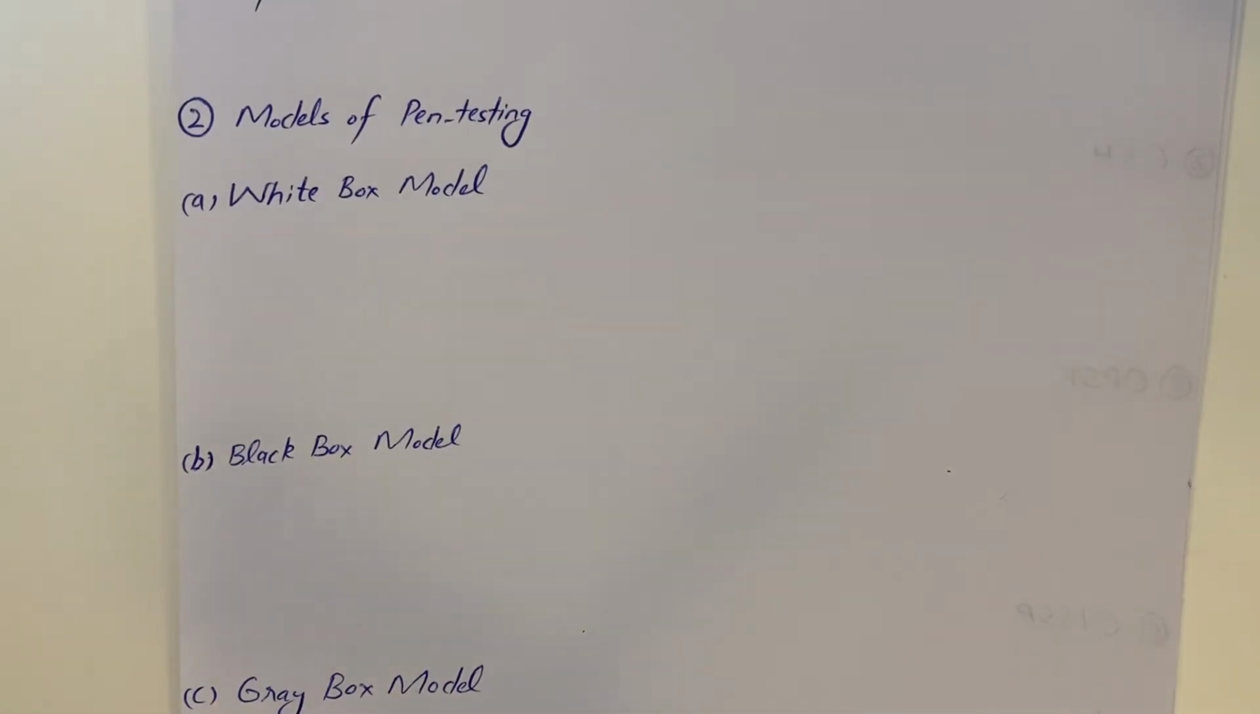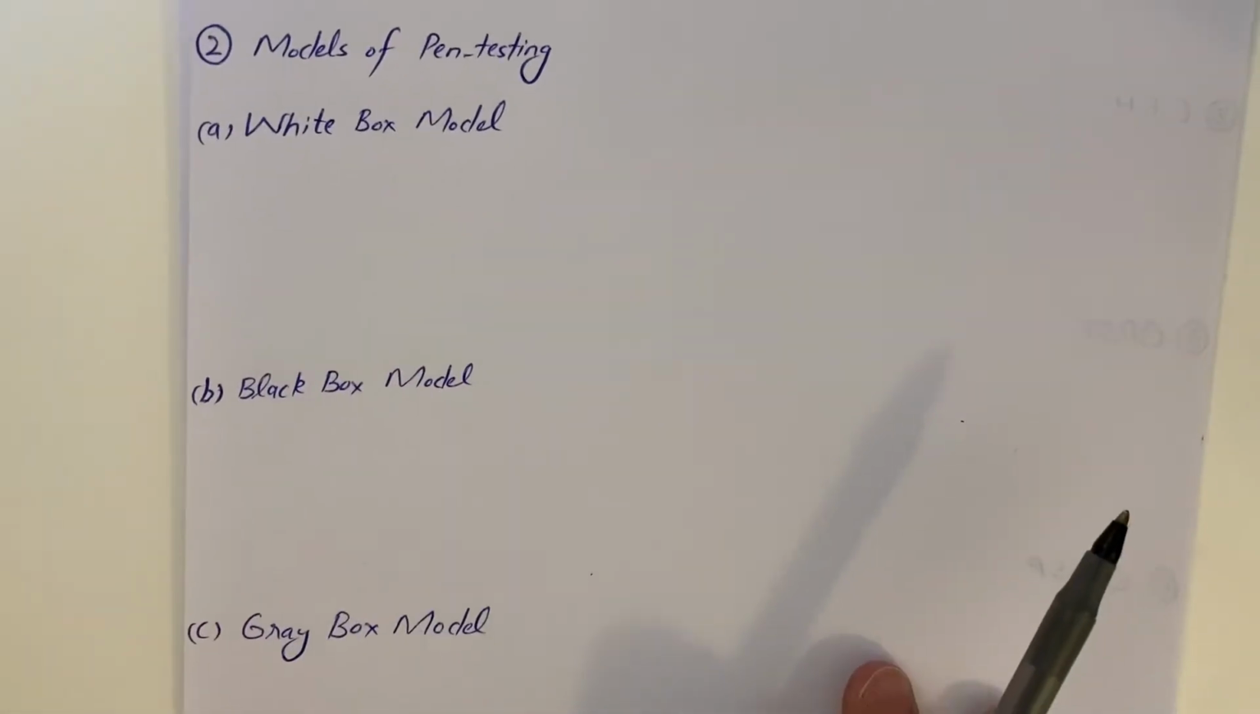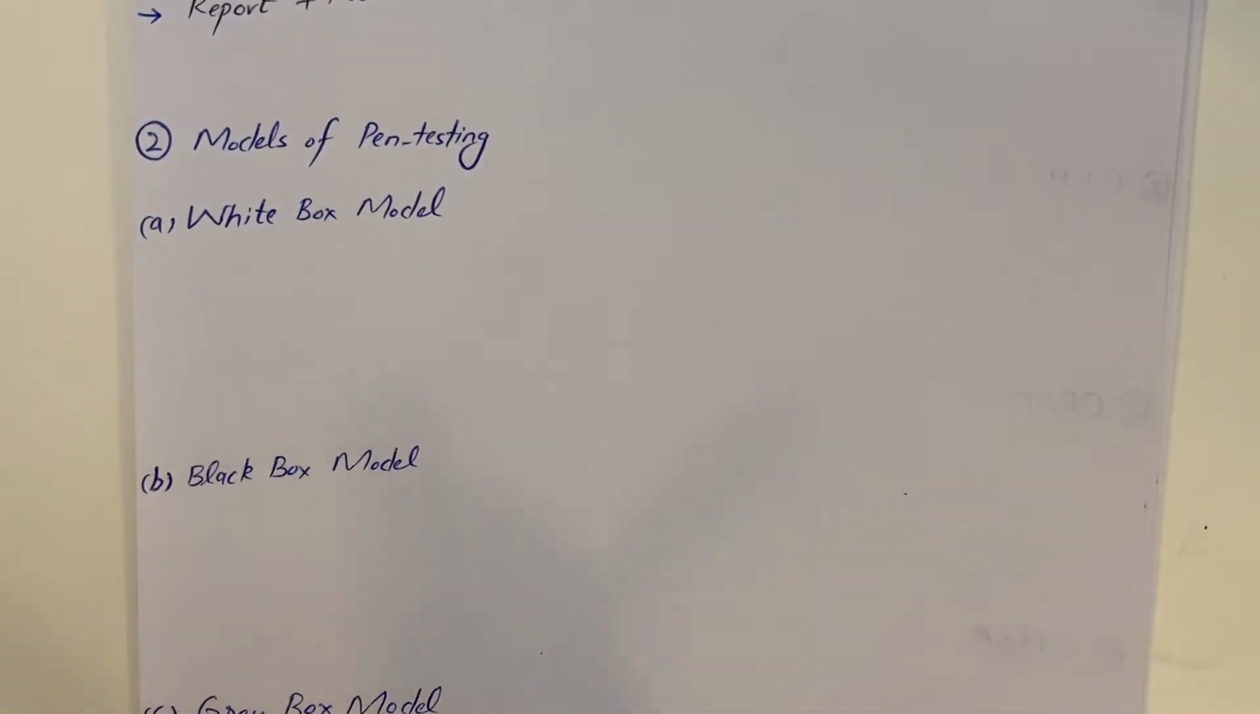Now there are three types of model. One is called the white box model, the second is the black box model, and the third one is the gray box model. So if we talk about the white box model, it is a very transparent, or you can say simplest model. The ethical hacker has the full information about the client's network, their routers, location of the routers, servers, operating system, and employees of the organization.